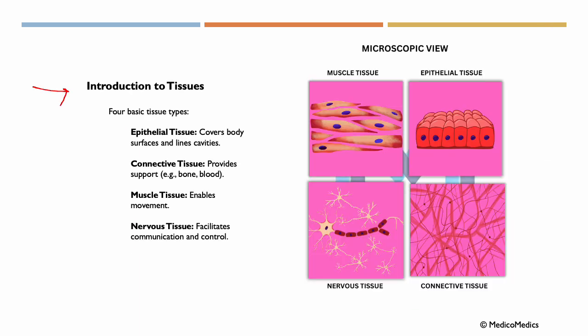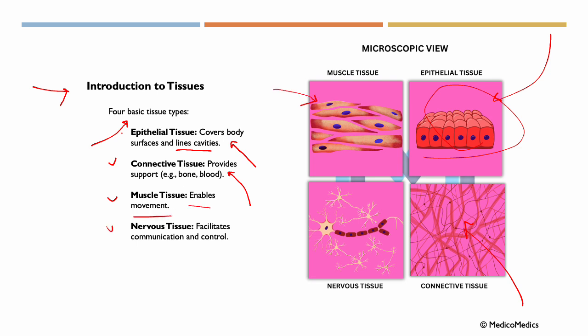Now, introduction to tissues. So when we talk about tissues, we have four basic tissue types. We have epithelial tissue, which covers body surfaces and lines cavities. And here is an illustration of epithelial tissue. Furthermore, we have connective tissue, which provides support. And you can see an illustration here. We have muscle tissue, which enables movement. And we have nervous tissue, which facilitates communication and control. Now, this is just to present a little overview. Do not feel the need to memorize anything right now, since all of this will be repeated many times over.